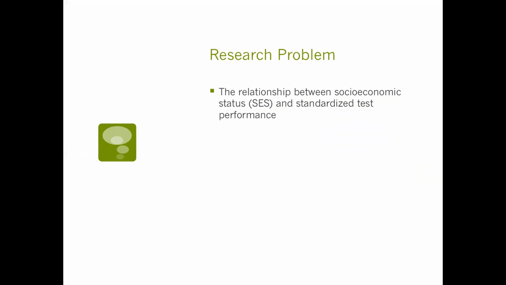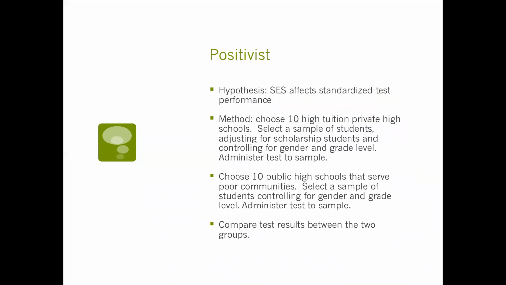So let's imagine that our research problem is that we want to see if there's a relationship between socioeconomic status and standardized test performance. So first, from a positivist perspective, in a positivist way of looking at this problem, we would need a hypothesis. Our hypothesis could be that SES affects standardized test performance.